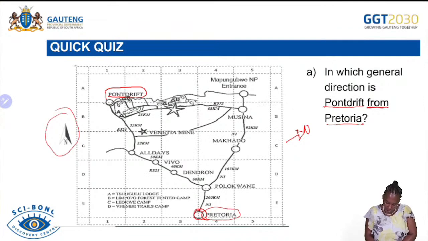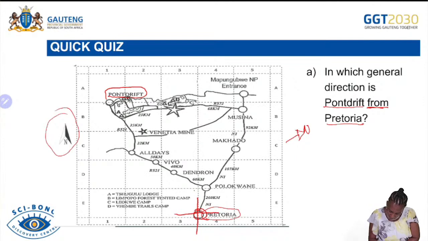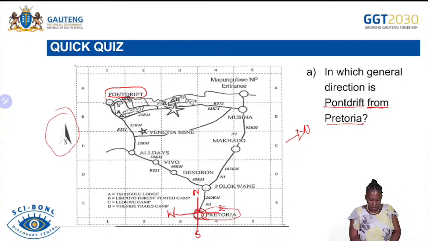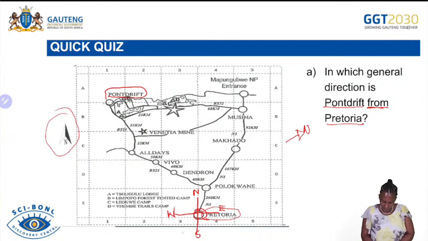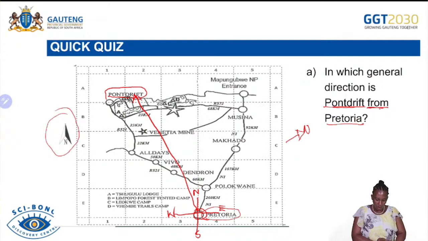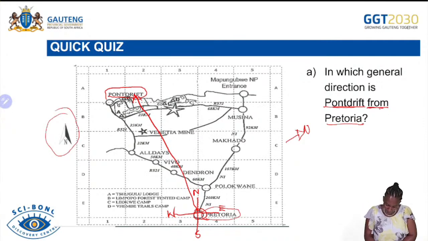Here's our Pretoria. Then here at Pretoria, we draw our compass. There's our compass, and we say this is our north. Never eat soft white. Now we have our 4 compass directions, and we want to determine where Pond Drift is from Pretoria. So here's Pretoria, then we go straight to Pond Drift, as you can see there. I know my drawing is not that nice, but at least you can see.